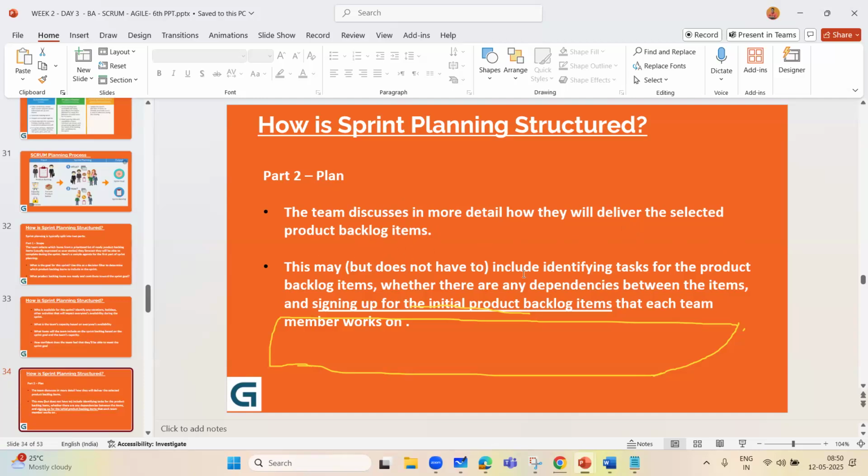This may but does not have to include identifying the tasks for the product backlog items, whether there are any dependencies between the items, and signing up for the initial product backlog items that each team member works on. It means that when you are taking things into the sprint planning, you also need to identify, is there anything which will block the delivery of this undertaken user story? Is it also dependent on anything else?